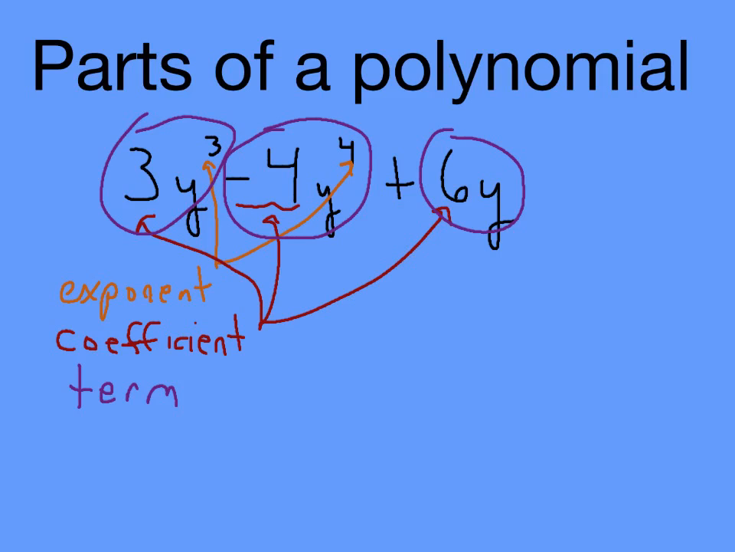The other thing we need to be able to identify in a polynomial is the idea of its degree. Degree is the value of the largest exponent. So in our polynomial here, the largest exponent is the 4, so this polynomial has a degree of 4. Now I'm going to let you practice doing some identification pieces.